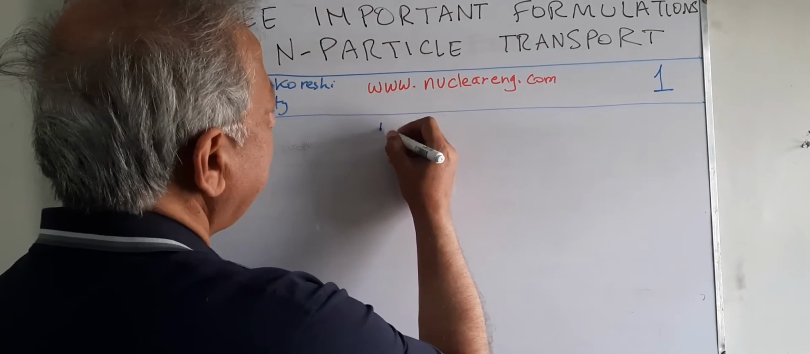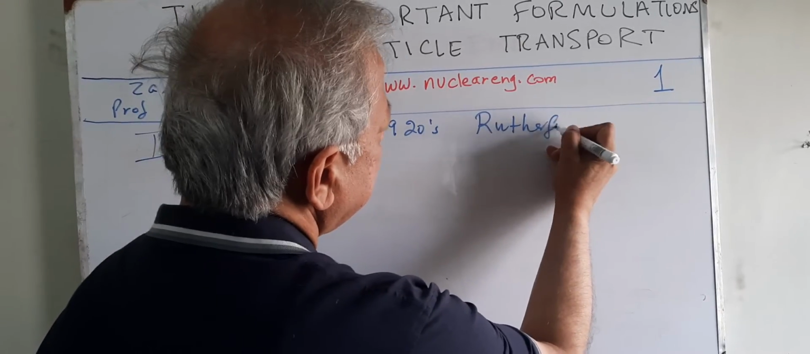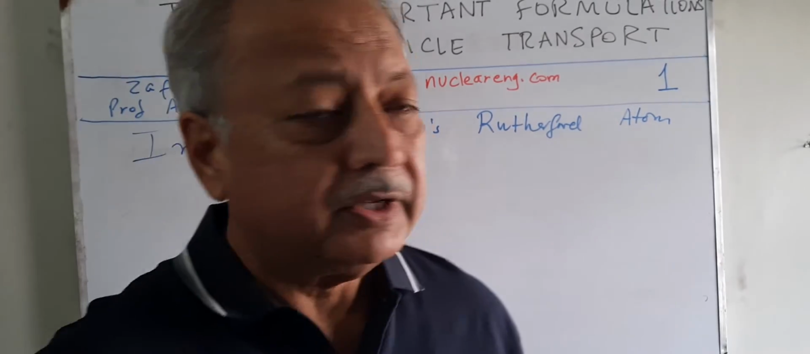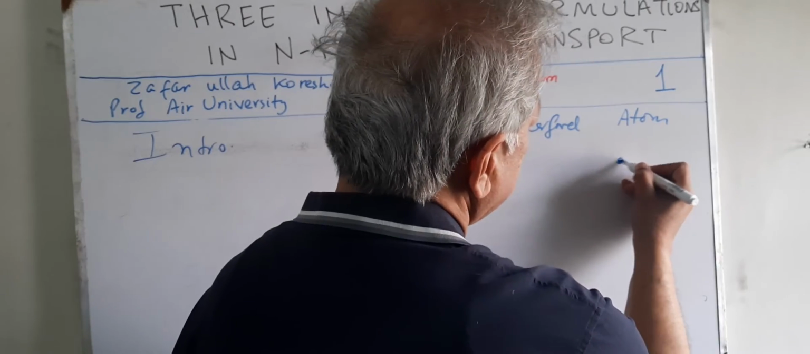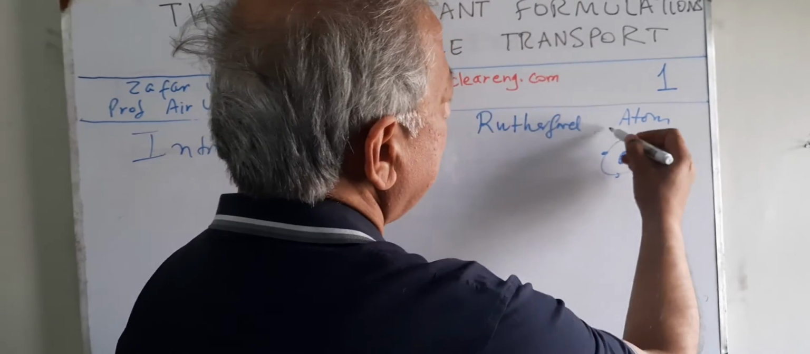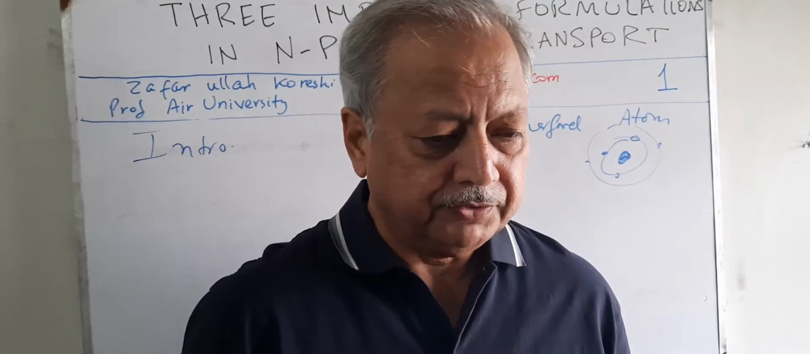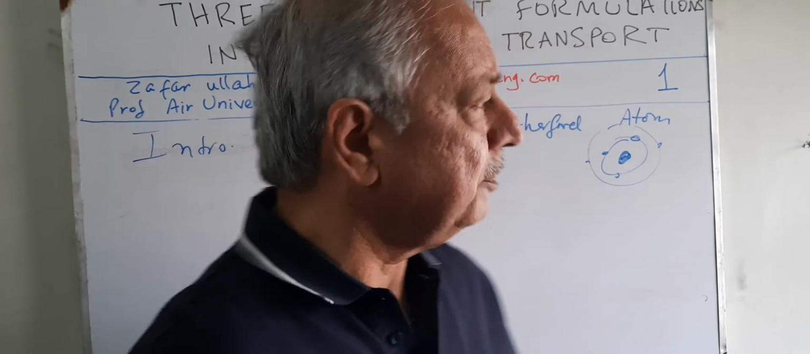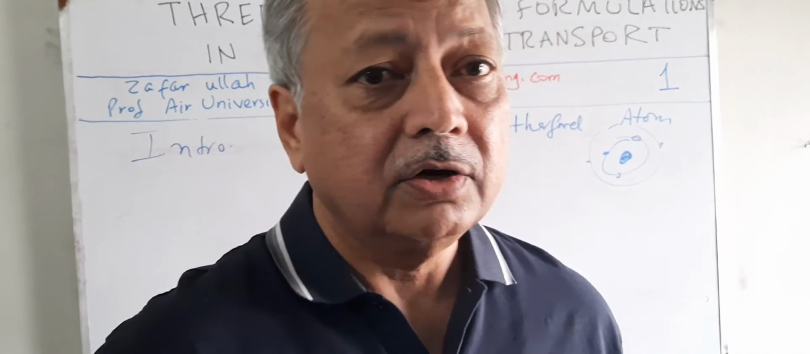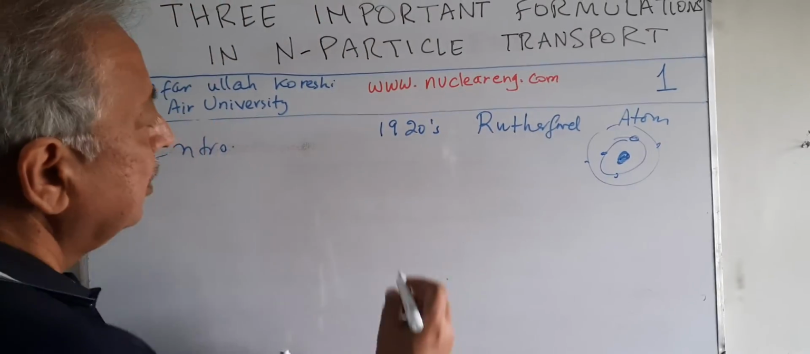Now, it was in the 1920s that Rutherford at Cambridge University made a picture of the atom. Now, the atom is something like this. It's got a dense nucleus and it's got electrons going around it. So this was a picture of the atom which Rutherford and scientists before him made. But they did not know of the neutron. They just knew there was a proton inside and there are electrons outside.